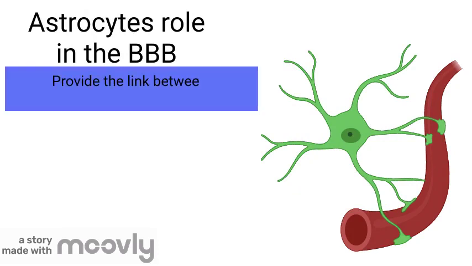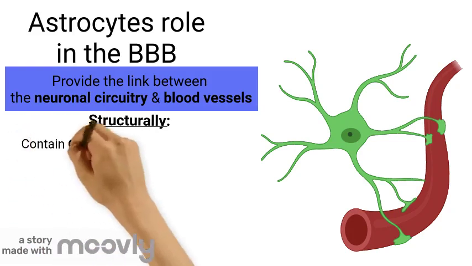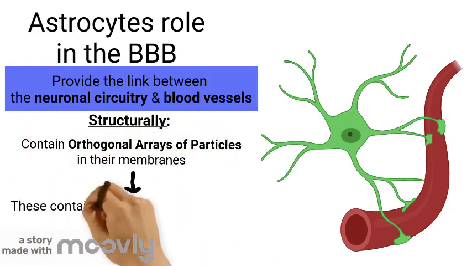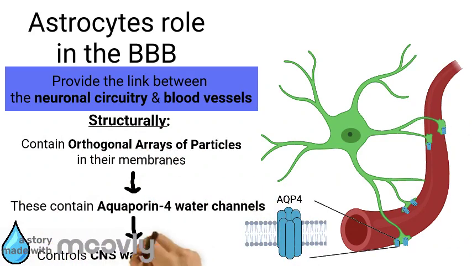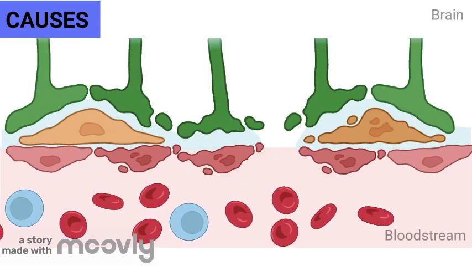So what is the role of the astrocyte in the BBB? This provides a critical link between the neurons and the blood. In addition, the structure of their end feet containing aquaporin-4 water channels allows them to control water homeostasis in the CNS. So, what does the neurovascular unit look like when the BBB dysfunctions?